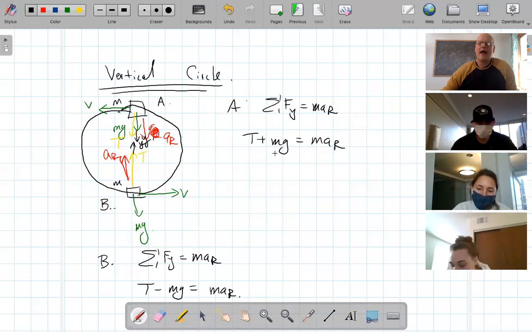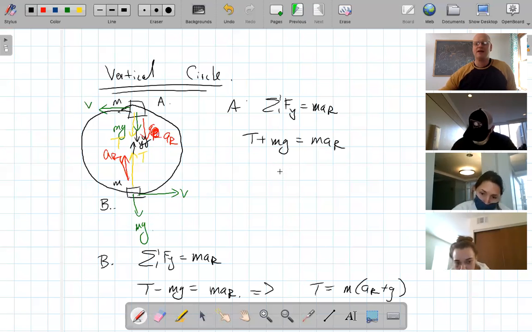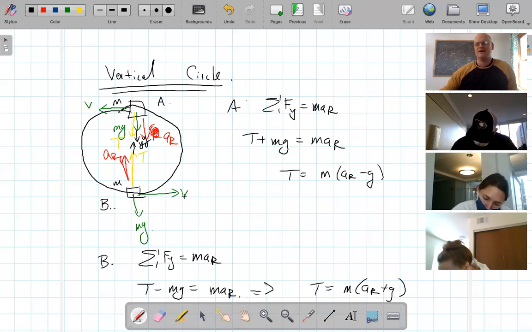Now, what happens then to the tension? If I solve for the tension down here, the tension is equal to what? Mass times the radial acceleration plus the acceleration due to gravity. And if I find the tension up here, the tension becomes what? Mass times the radial acceleration minus g instead.